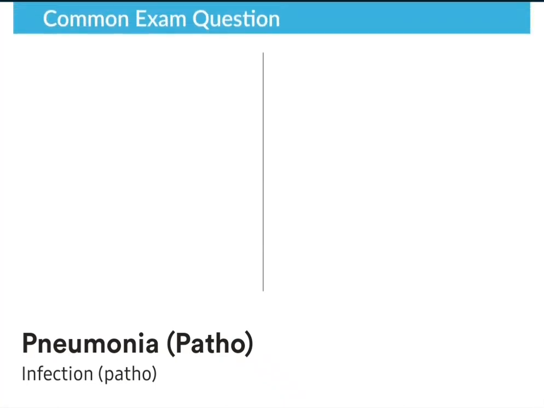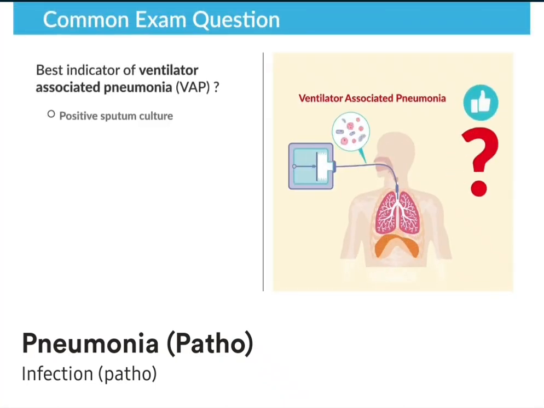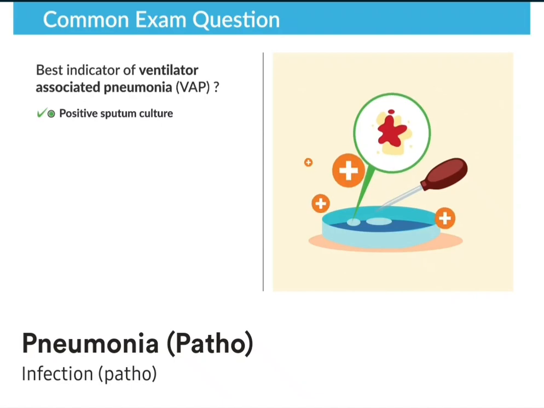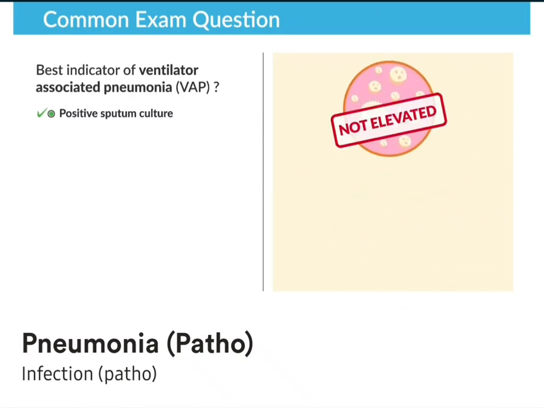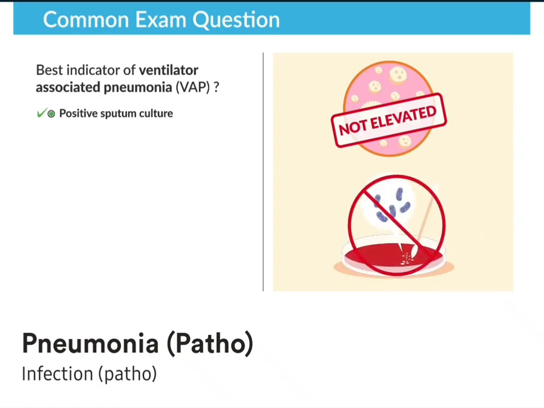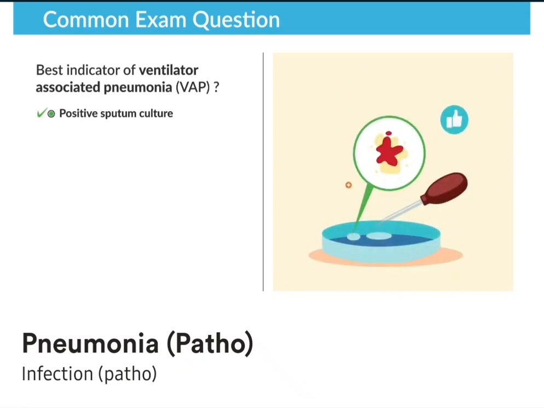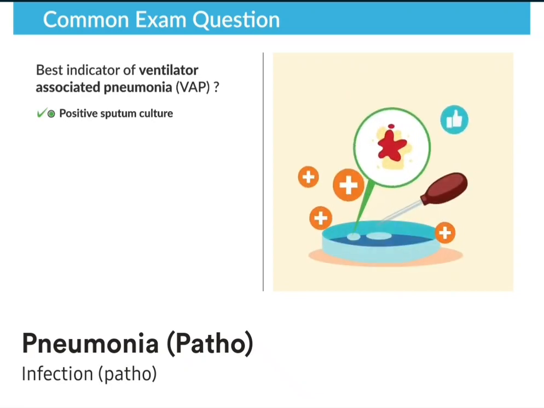So a common exam question asks for the best indicator for VAP, that ventilator-associated pneumonia. And again, the best indicator is positive sputum culture. So once again, it's not elevated WBCs, and it's not even those blood cultures. So yes, those might be present too, but again, the best indicator for diagnosing VAP was the key term positive sputum culture. So write that down.